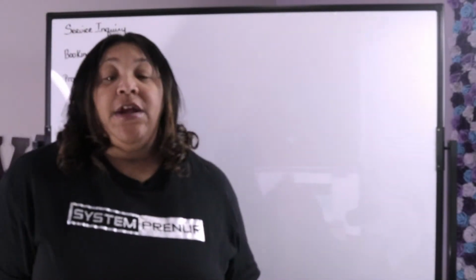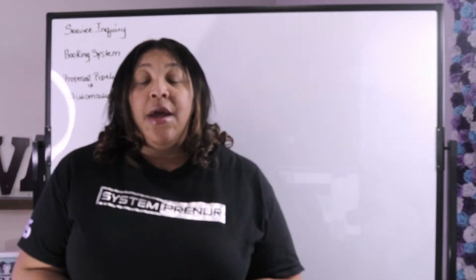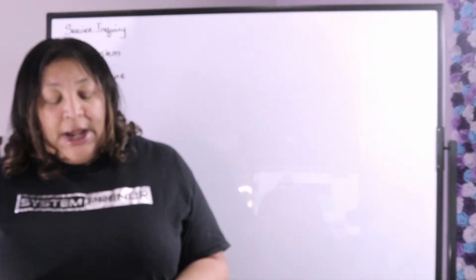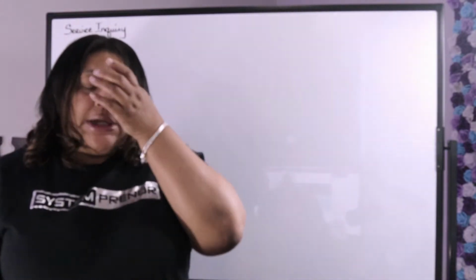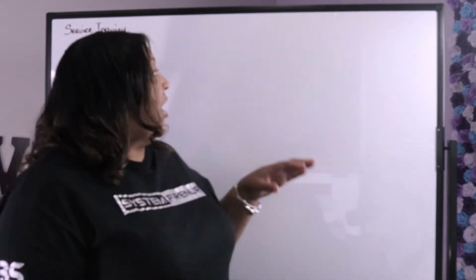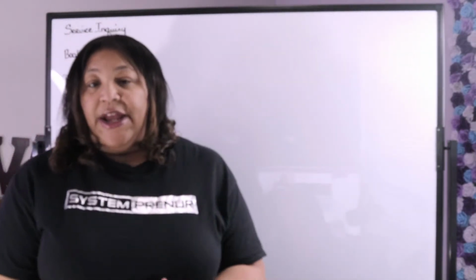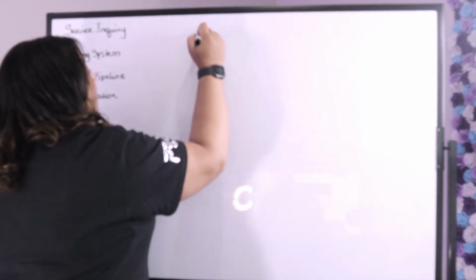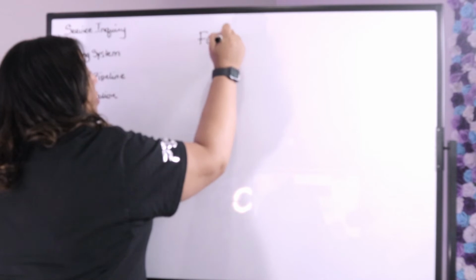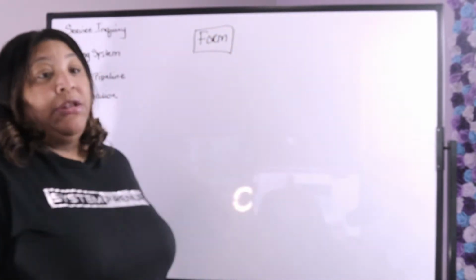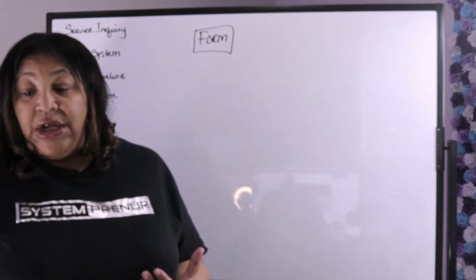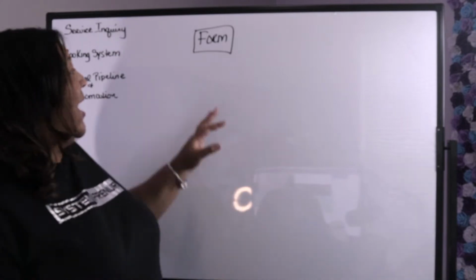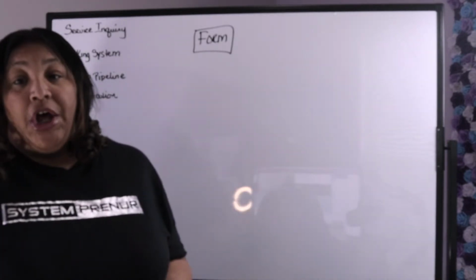So we're talking about automating your consulting business. In order to efficiently automate it and be streamlined, we want to look at the different processes, right? And so we talked about the service inquiry. The service inquiry starts with a form, okay? This is where your strategy comes into play, and how you want your customer journey to go.